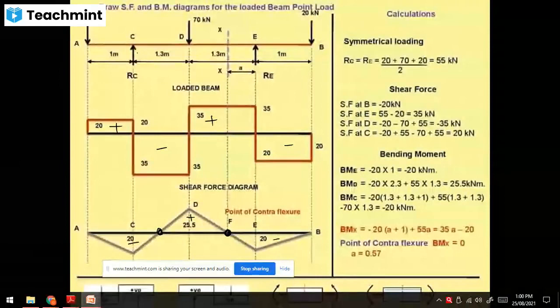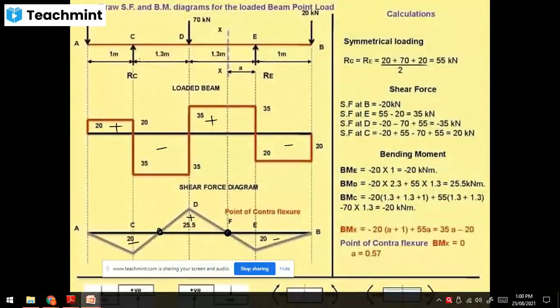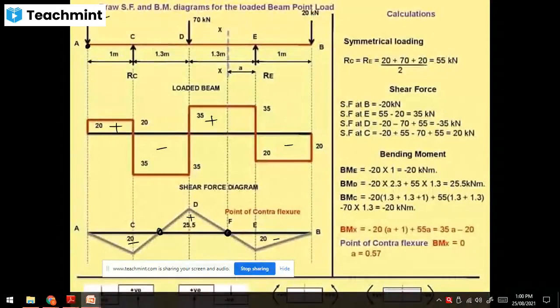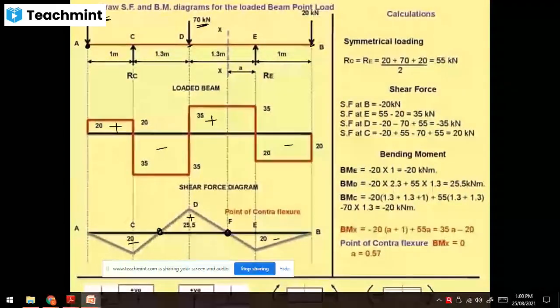So now, which type of beam is given? There are supports at C and E. AC is an overhang. EB is also an overhang. So which type of beam is it? This is an overhanging beam. At the free end, a 20 kN load is given at point D, a 70 kN load, and at the free end at point B a 20 kN load is there. So there is a support reaction at C and a support reaction at E.